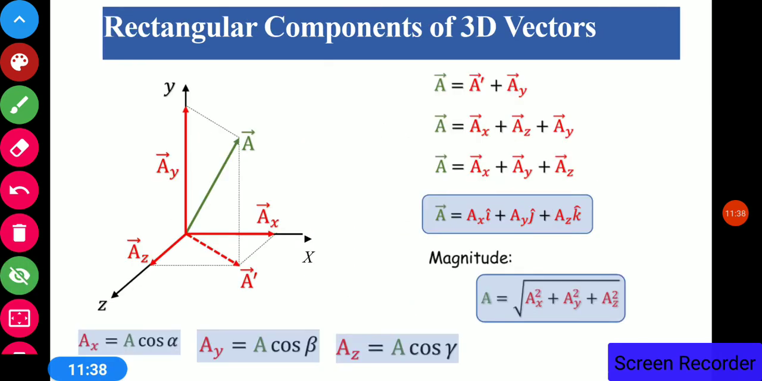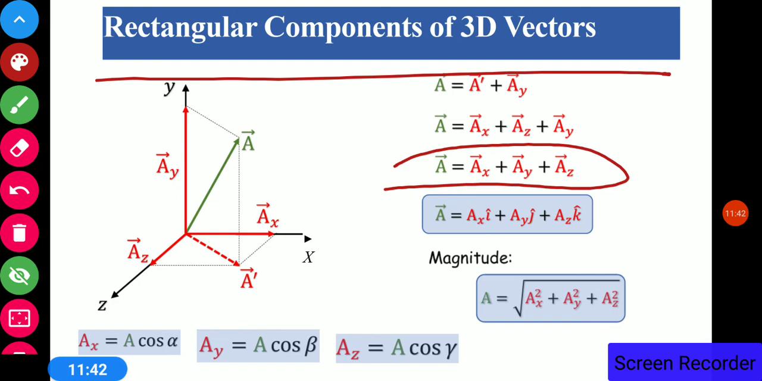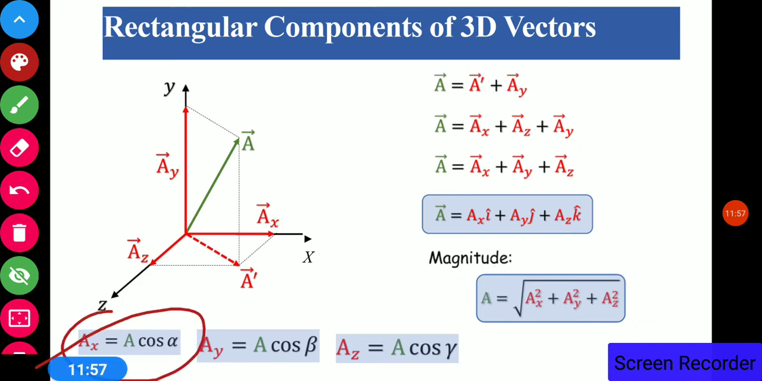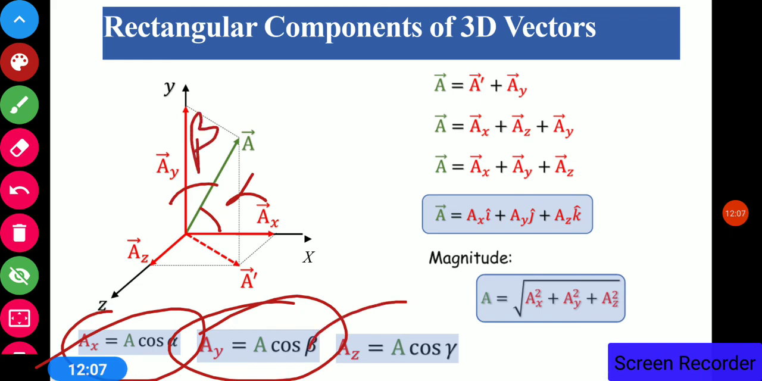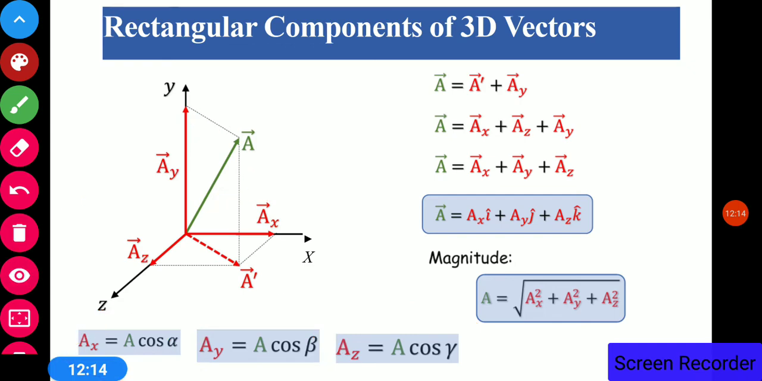Similarly, we can find the rectangular components for 3D vectors in three directions, that is vector A can be represented as Ax i cap plus Ay j cap plus Az k cap, and the magnitude A is under root of Ax squared plus Ay squared plus Az squared. Here Ax is equal to A cos alpha, alpha is the angle between A and the x-axis, Ay is A cos beta, beta is the angle between A and the y-axis, and gamma is the angle between vector A and the z-axis.